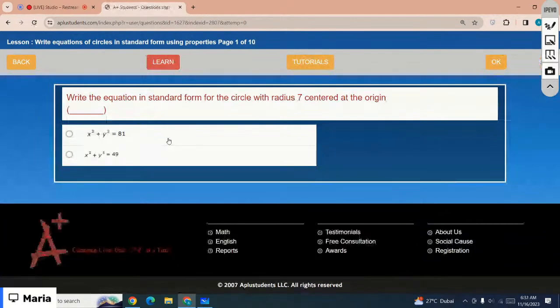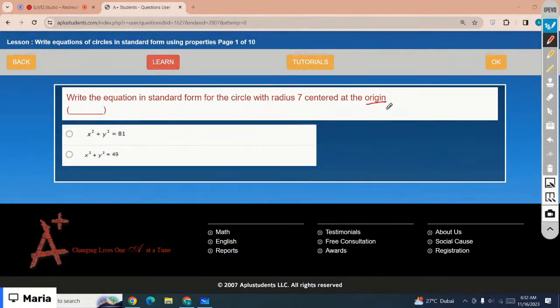Write the equation of the circle in standard form for the circle with radius 7 and centered at the origin. You are given the radius of 7, and centered at the origin means the center of the circle is (0, 0), right? So it is (x minus 0) whole squared plus (y minus 0) whole squared equals 7 squared. So it is x squared plus y squared equals 49, right? So option number 2 is the correct option.